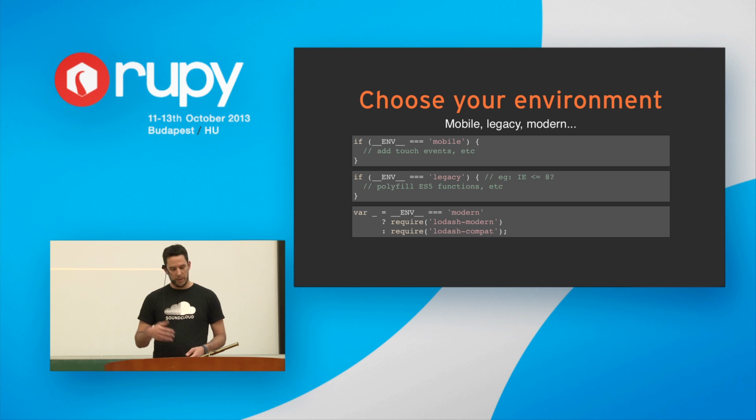So obviously you wouldn't write code like this everywhere, but if you've got a build for modern browsers, then only include the Lodash modern build. If you're going legacy, then go the compatibility build.